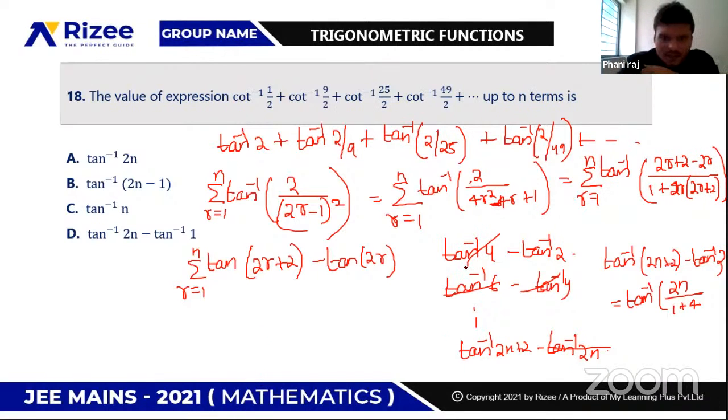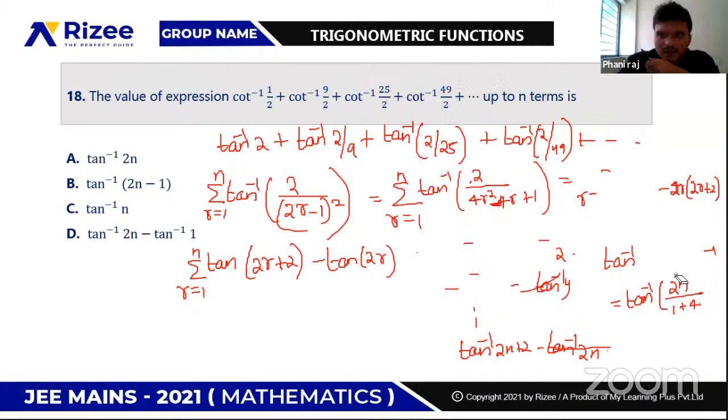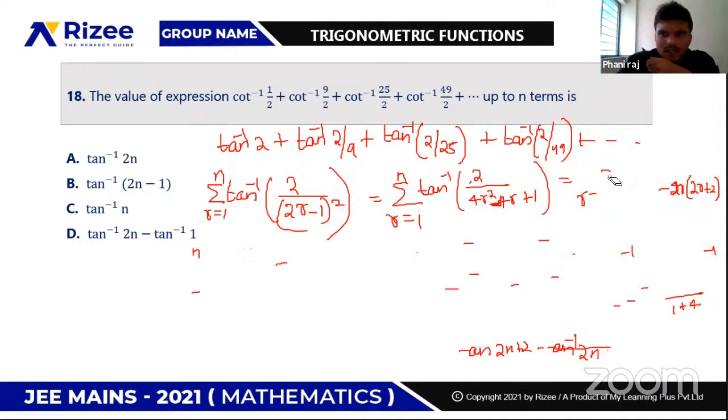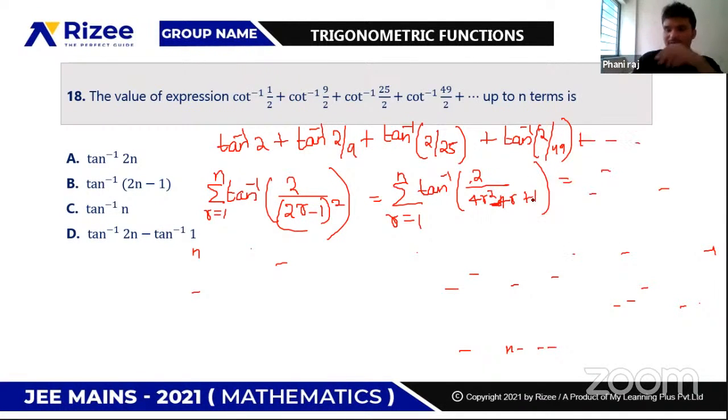Okay, sorry. There is a minus here: 4r square minus 4r. It's wrong from here. I'll do it again. So we missed the minus sign that got added up. The same as the summation r equal to 1 to n of tan inverse of 2 by 2r into 2r minus 2. 4r square minus 4r, correct? Plus 1. So this can be written as 2r minus, 2r minus 2, correct?